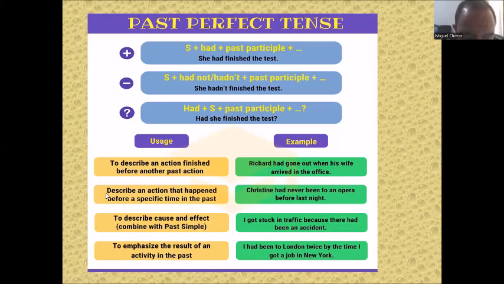The second usage is to describe an action that happened before a specific time in the past. Christine had never been to an opera before last night. The third usage is to describe cause and effect when it is combined with past participle. I got stuck in the traffic because there had been an accident.